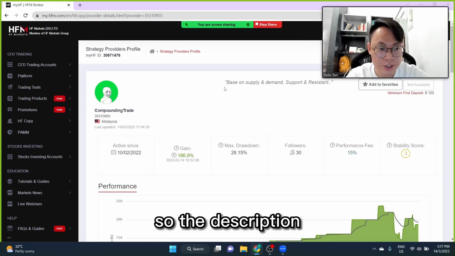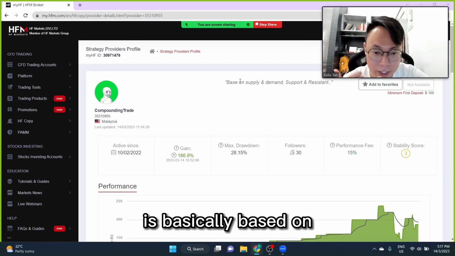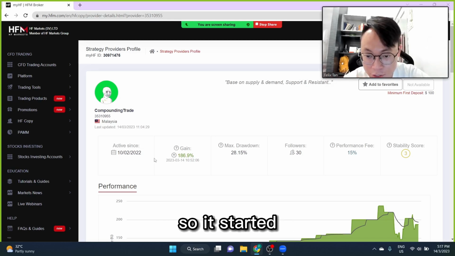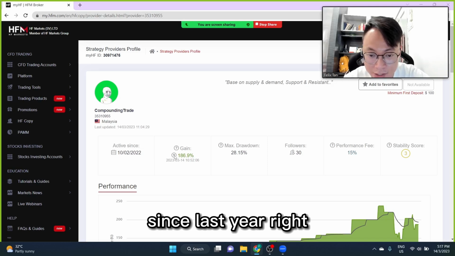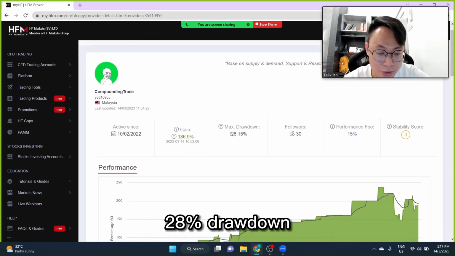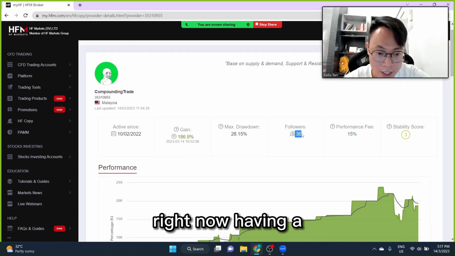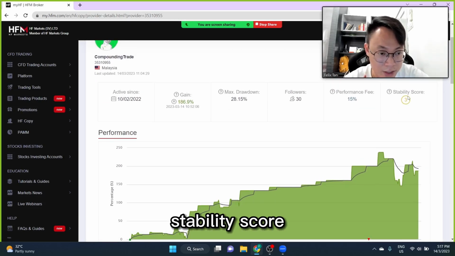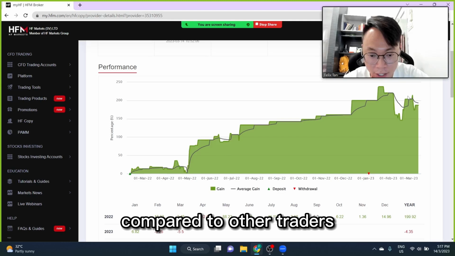The description for this trader is basically based on supply and demand and also support and resistance. It started last year, right, with 180% gain and a maximum 28% drawdown. Right now, he has 30 followers and a very low performance fee of 15%, and a very high stability score of 3 here, compared to other traders.